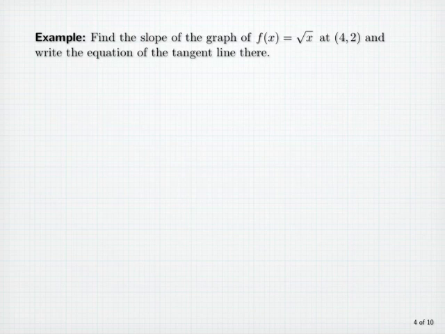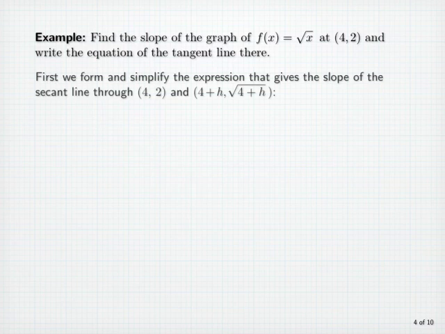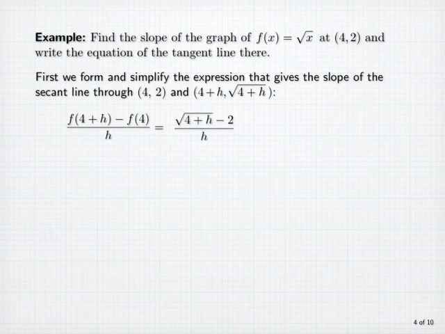Example. Let's find the slope of the graph of f(x) equals the square root of x at (4, 2), and write the equation of the tangent line there. First we form and simplify the expression that gives the slope of the secant line through (4, 2) and (4+h, sqrt(4+h)). That's (f(4+h) - f(4)) divided by h, which is (sqrt(4+h) - 2) divided by h.